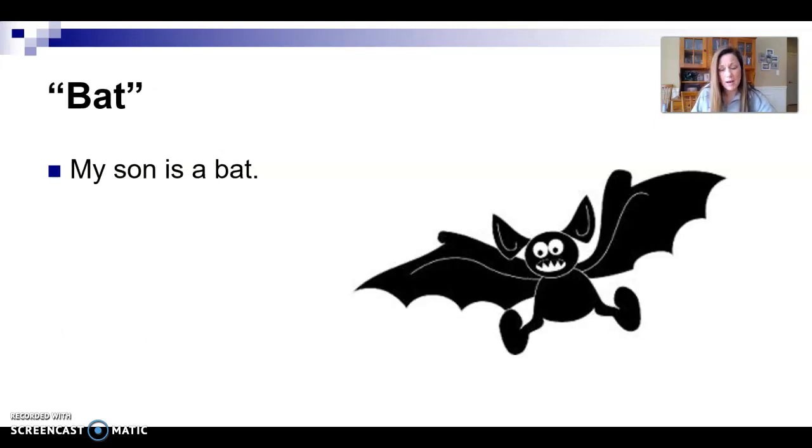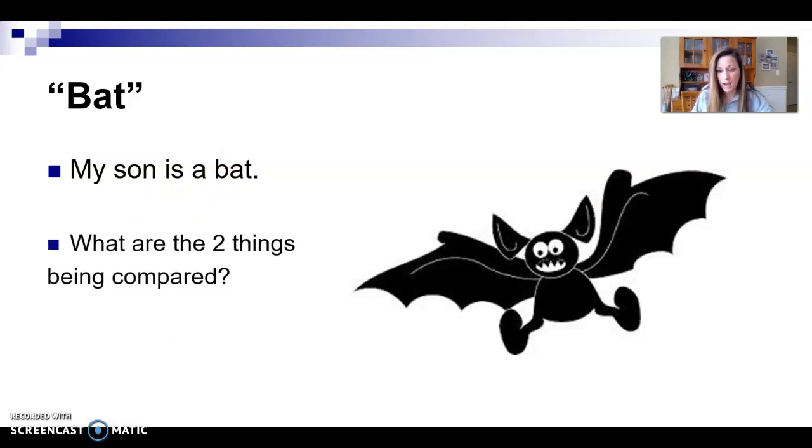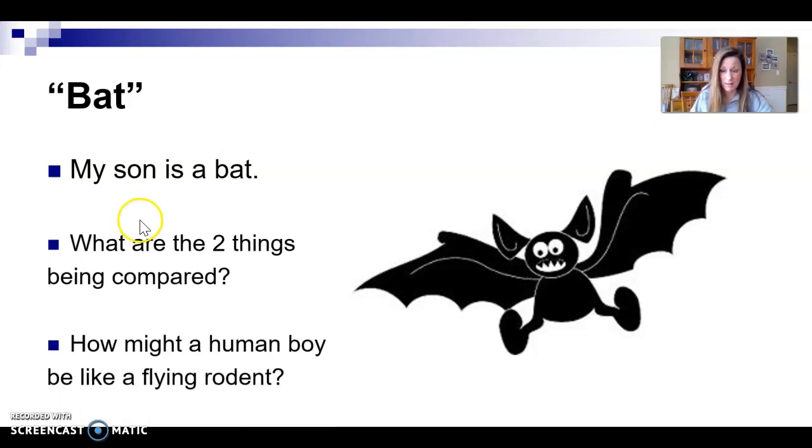So let's take a bat, for example. Here's a statement. This is a metaphor because it is not using like or as, and it's comparing my son to a bat, okay? So let's think about the strategy that we just talked about. We have two items. We need to figure out what's being compared. So we have a bat and my son that are being compared here, okay? Now, how might a human boy be like a flying rodent?